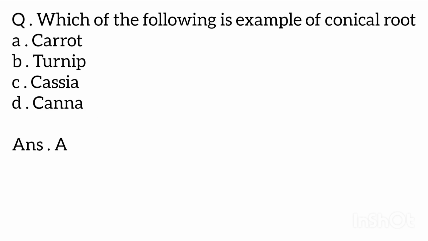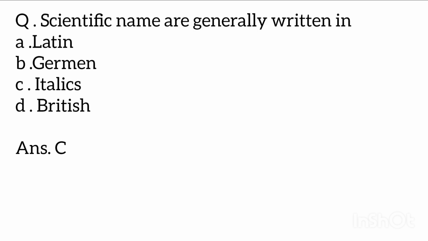Next question. Which of the following is an example of conical root? Option A, carrot. Option B, turnip. Option C, cassia. Option D, canna. So the answer of this question is option A, carrot. Next question. Scientific names are generally written in option A, Latin. Option B, German. Option C, italics. Option D, British. So the answer of this question is option C, italics.